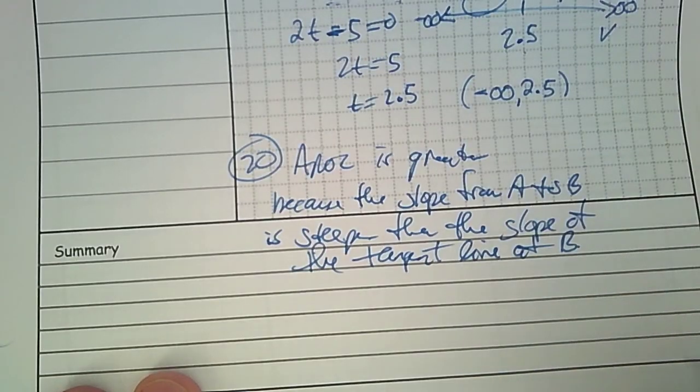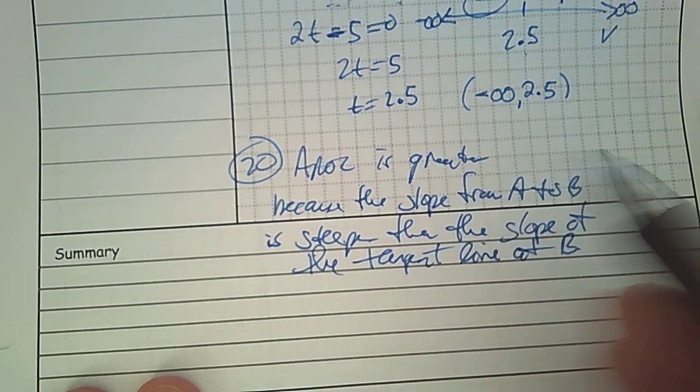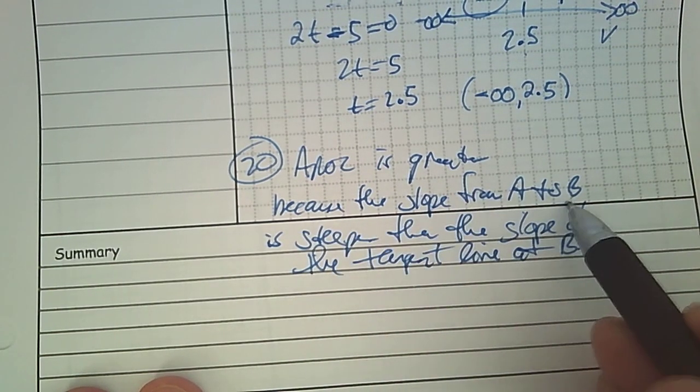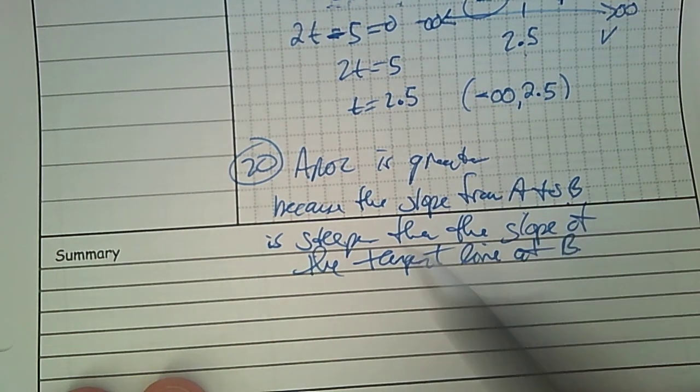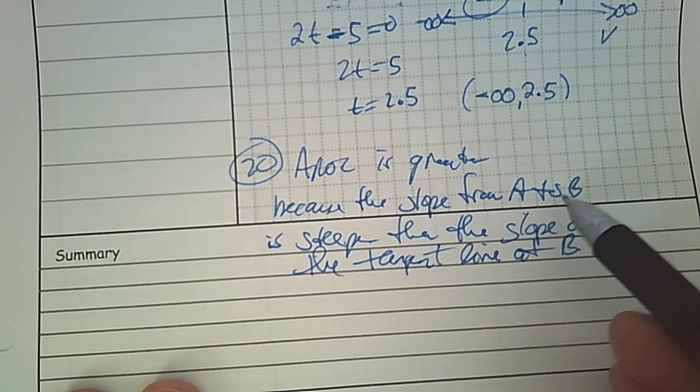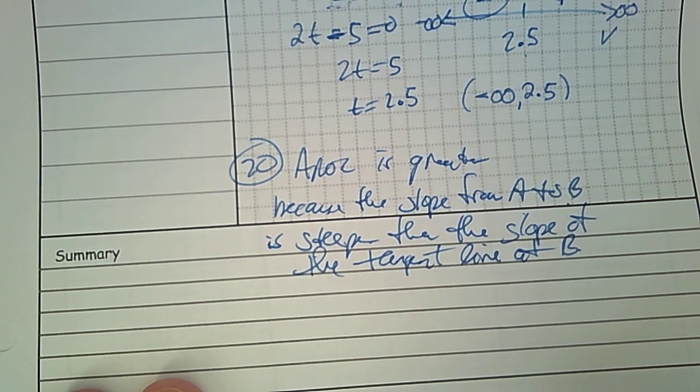So, which one is greater? And the answer was A rock is greater. Why? Because the slope from A to B is steeper than the slope of the tangent line at B. So A rock uses 2 points. I rock just uses the 1 point. And we're looking at the steepness of that. Which one is greater?